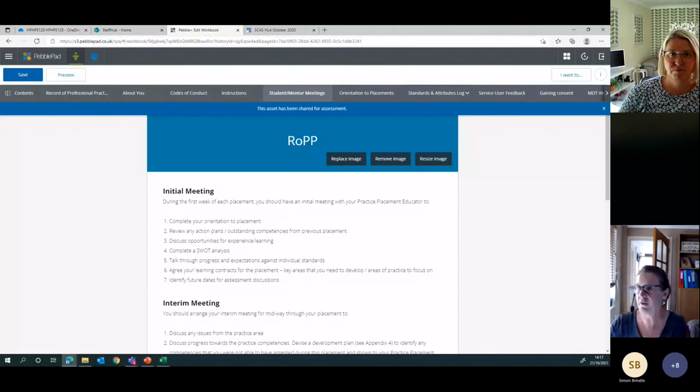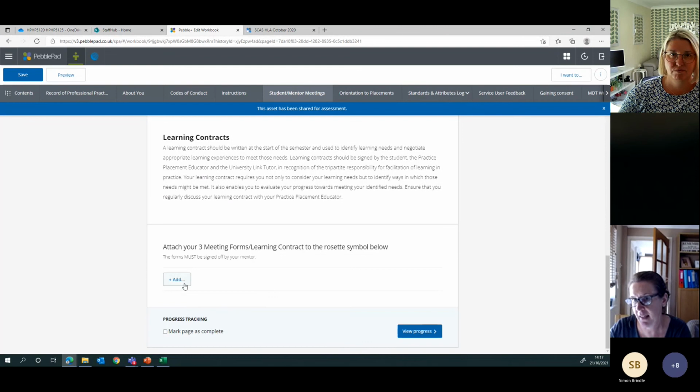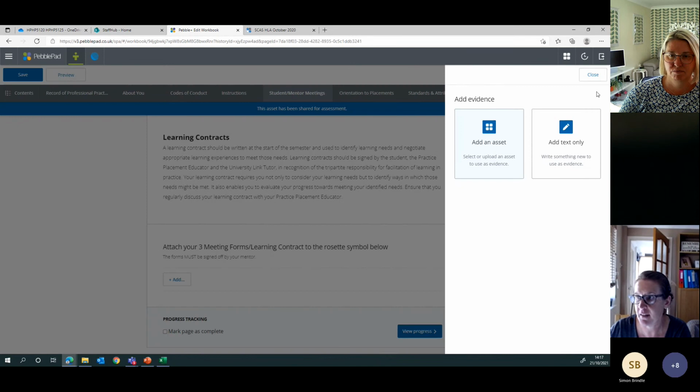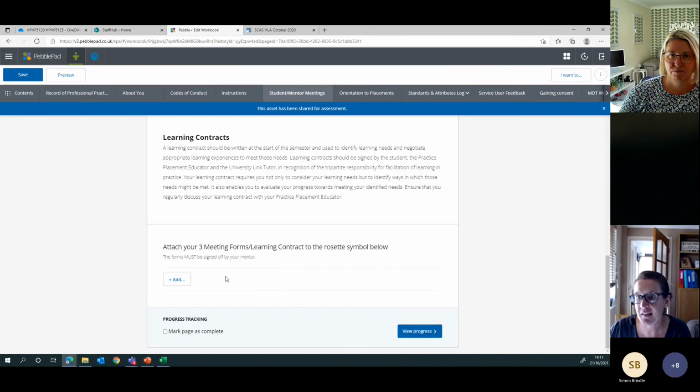And then as far as the ROP workbook goes, this then gets added in down the bottom here. They would add that in. When they save that contract on their Pebble Pocket, that will go into their assets, and they would just click on this, add evidence, and then they would be able to add an asset from this area here and then be able to save that. So by the end of the year, they'd have those 3 meetings in their ROP workbook.